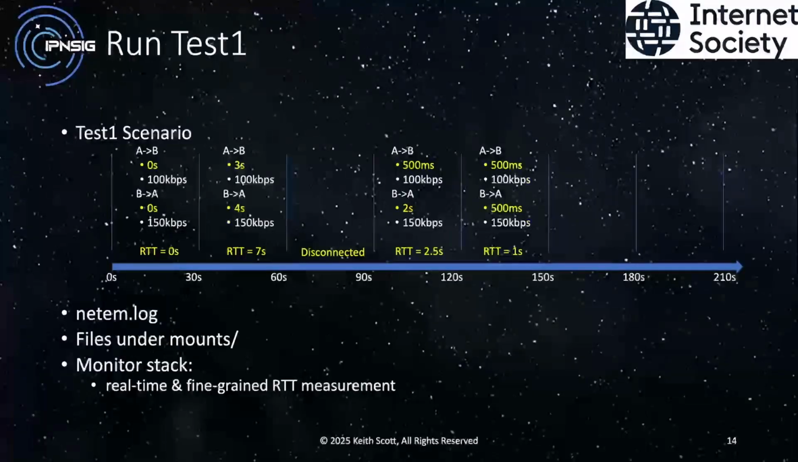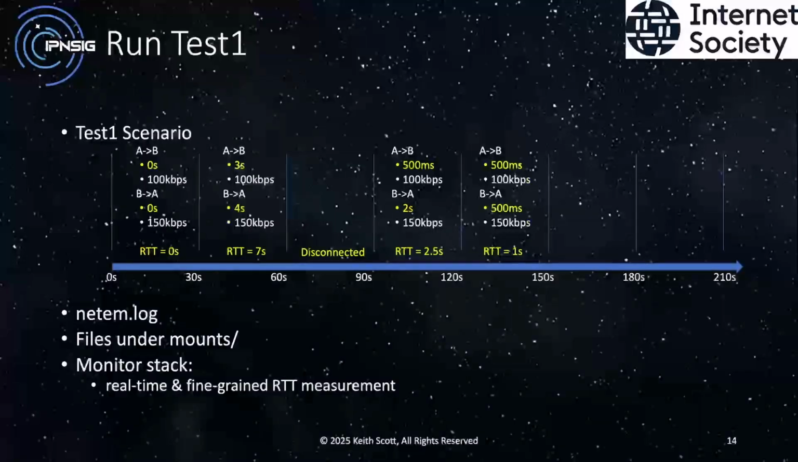So for the first 30 seconds, A and B are connected with decent data rates and very low latency. Between 30 and 60 seconds, we up the latency between A and B to 3 seconds and B to A to 4 seconds. All of the links are individually configurable in each direction, so we get a 7-second round trip time there. And then we disconnect the network for the next 30 seconds. Between 60 and 90 seconds, there's no connectivity from A to B. And then at 90 seconds, things come back with a 2.5-second round trip.